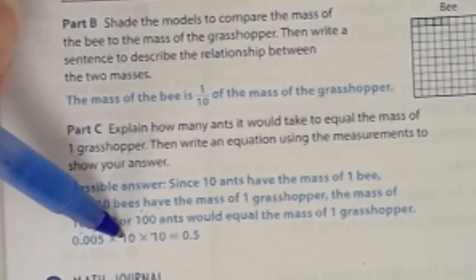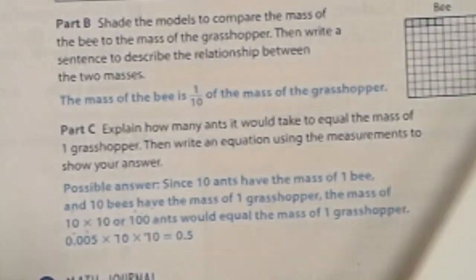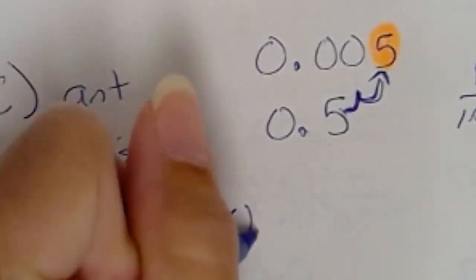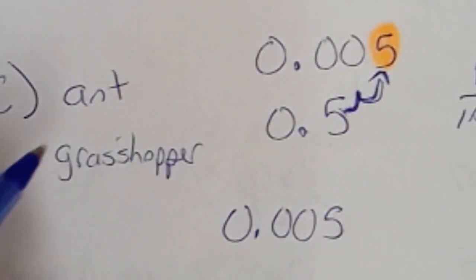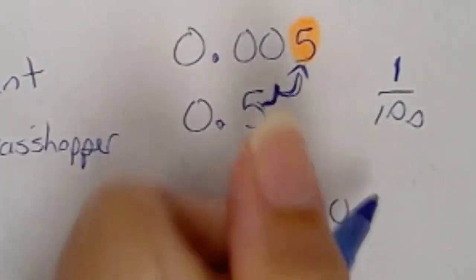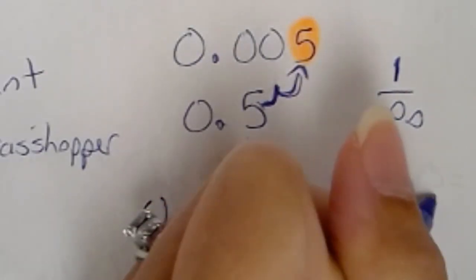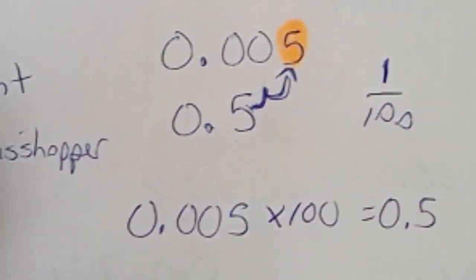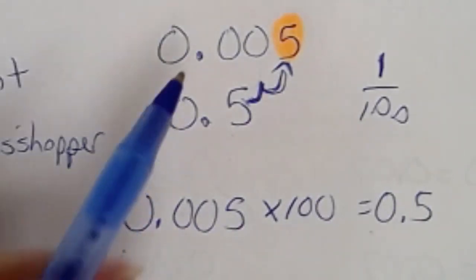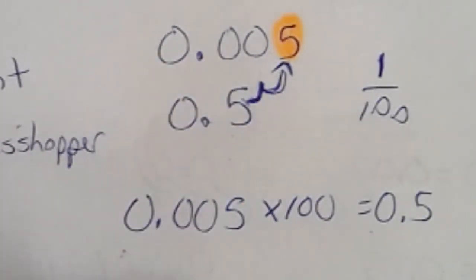What do you know 10 times 10 equals? So I would have simplified the answer and put 5 thousandths times 100 equals 5 tenths. So you could have simplified your equation by doing this, but you did need to tell me that 100 ants would equal 1 grasshopper.